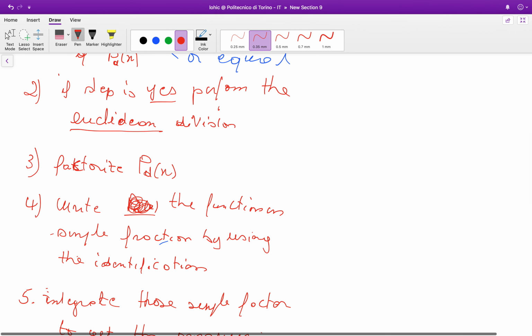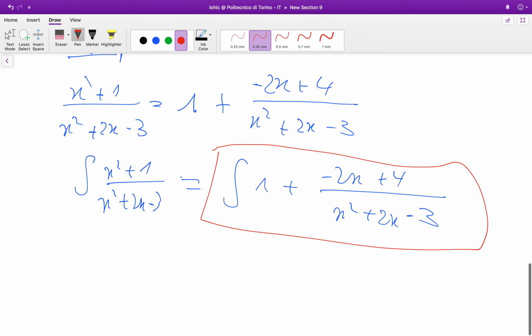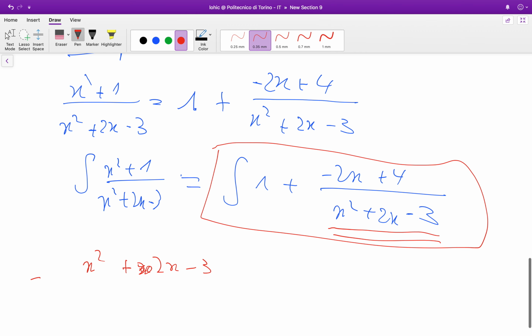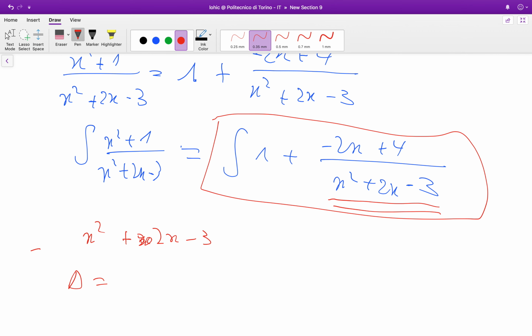The third step says factorize the denominator. So I have to factorize this, right? So we have x squared plus 2x minus 3. To factorize it, I can use the delta, as it's a polynomial of second degree, right? That will be 4 minus 4 multiplied by minus 3, right? Because the a is 1. So it will be 16.